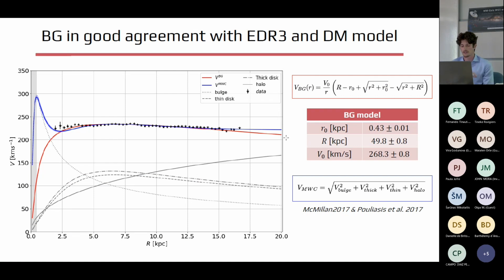And here, what we find, also for the EDR3, thanks to which we gain about 3 kiloparsecs toward the galactic center, is that basically both the relativistic model, the BG model, and the classical model with Navarro-Frenk-White are statistically equivalent. And the interesting thing is that we find very reasonable parameters, for example, for the size of the bulge and for the size of the galactic disk.